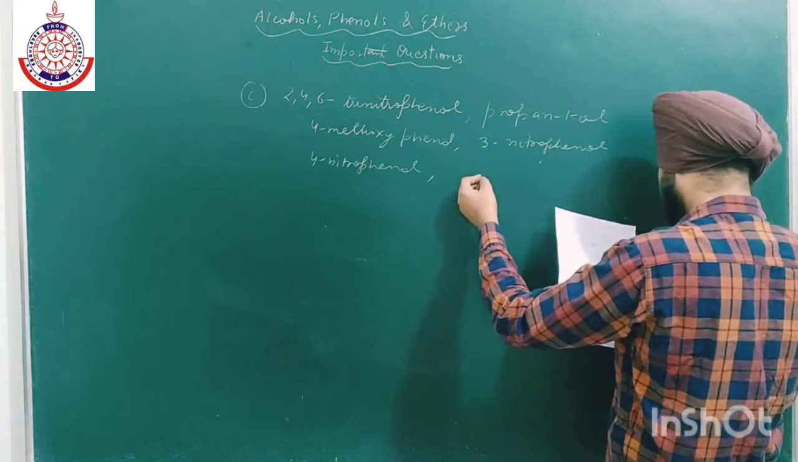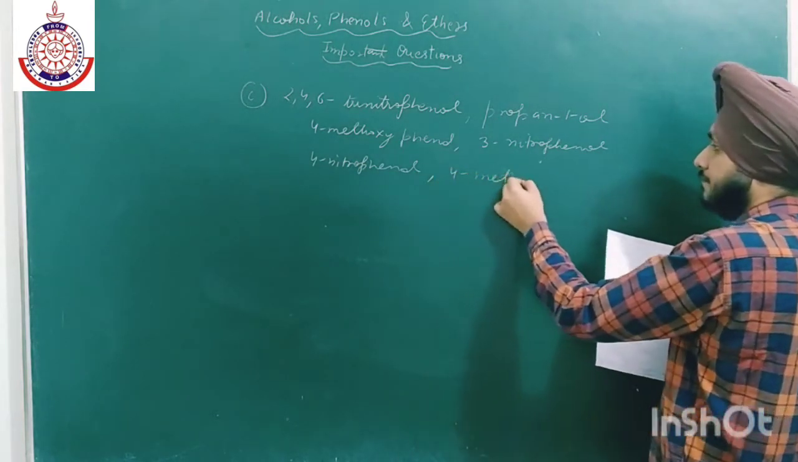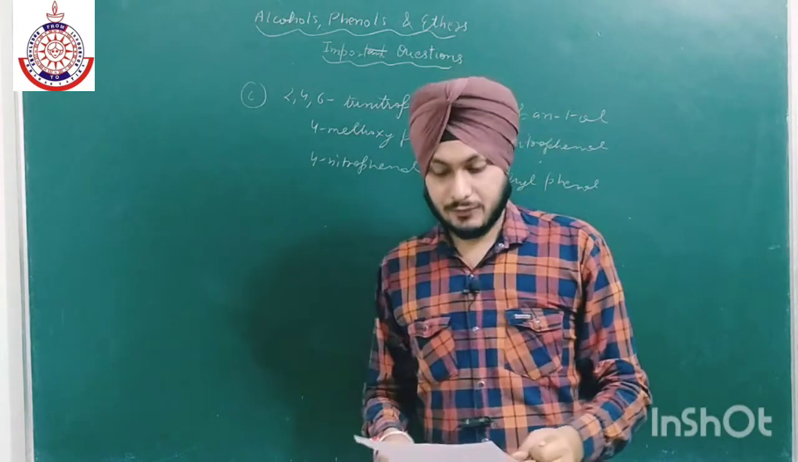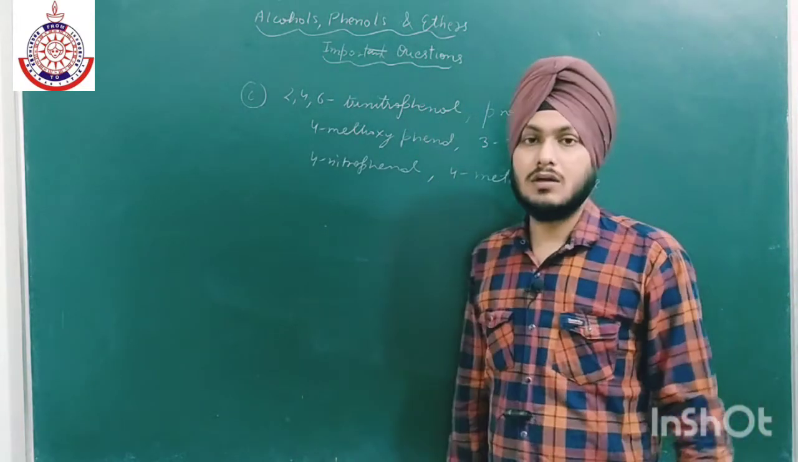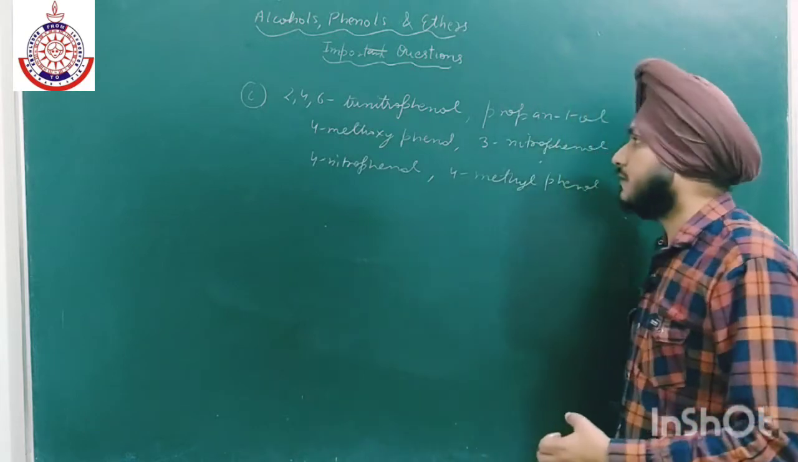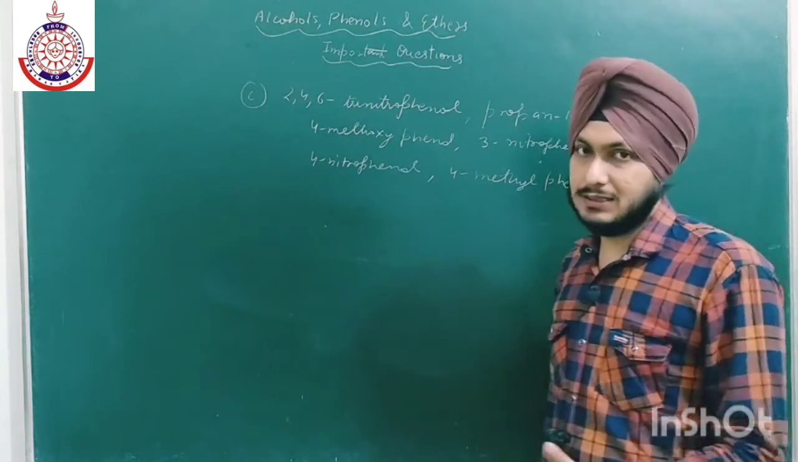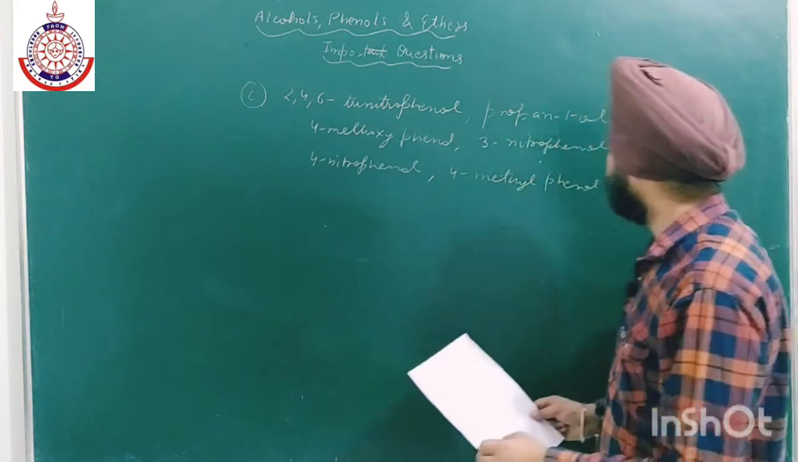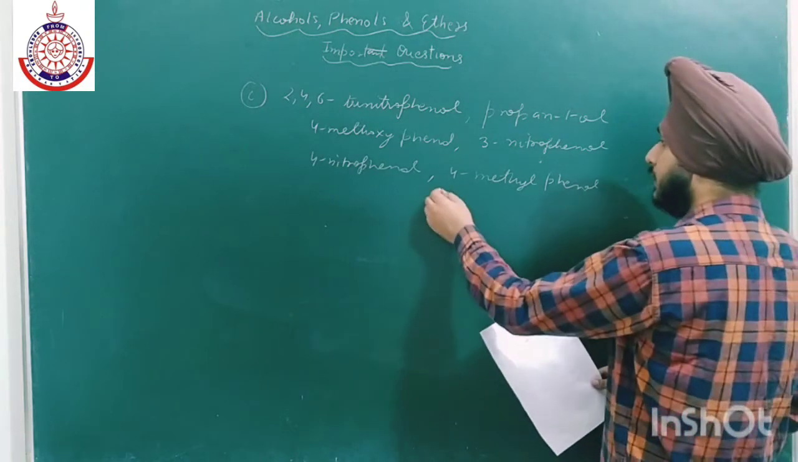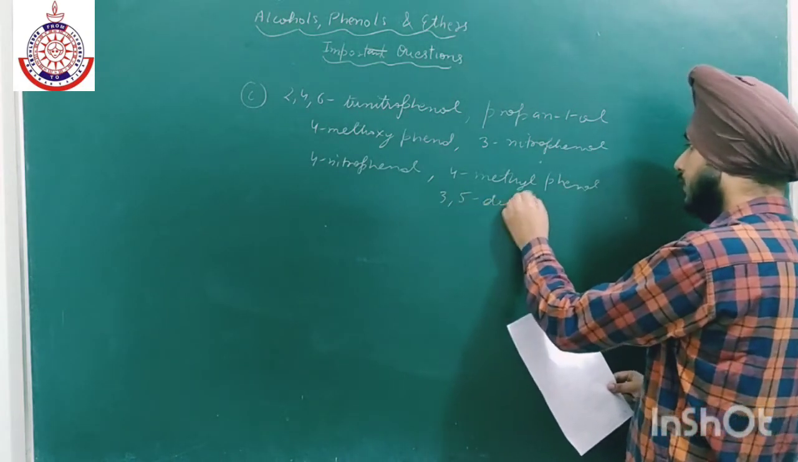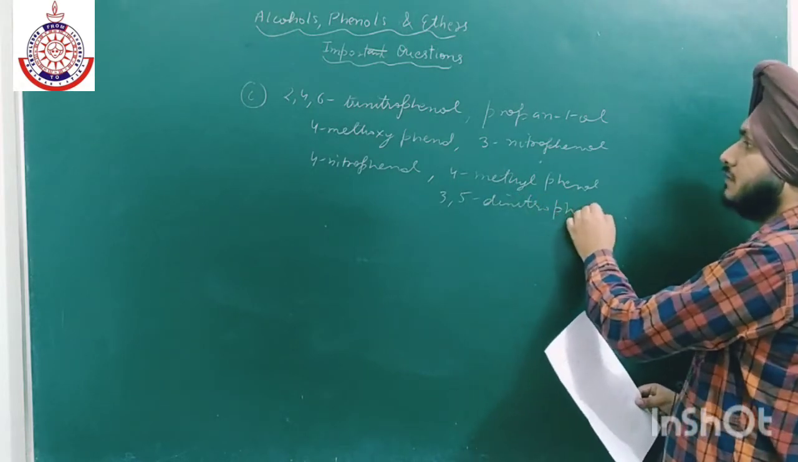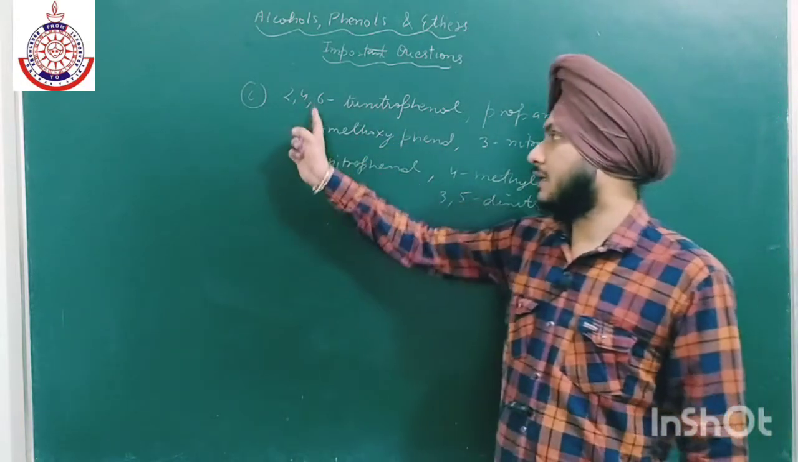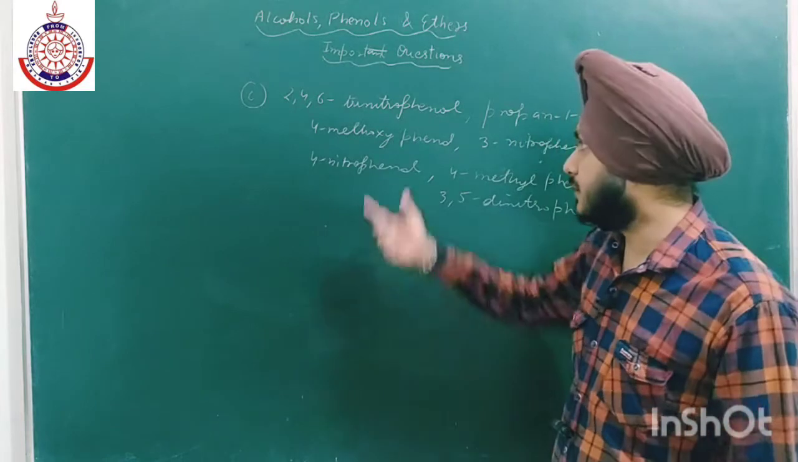Next is 4-methylphenol. So these are the compounds given to us, and we have to arrange them in increasing order of acidic strength. Now, as the number of plus I groups increases, the acidic strength will decrease. Similarly, as the number of minus I or minus R groups increases, the acidic strength increases. One more compound is there, that is 3,5-dinitrophenol. So these are the 7 compounds. In the first one there are 3 minus I groups present, so it is the most acidic.